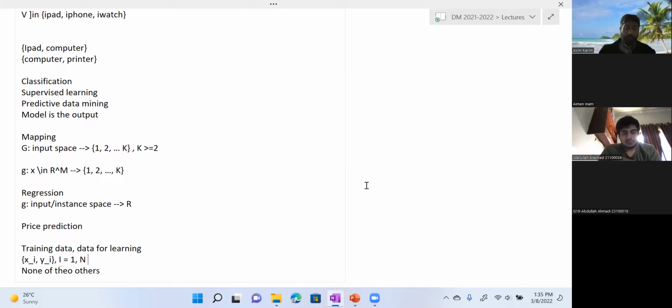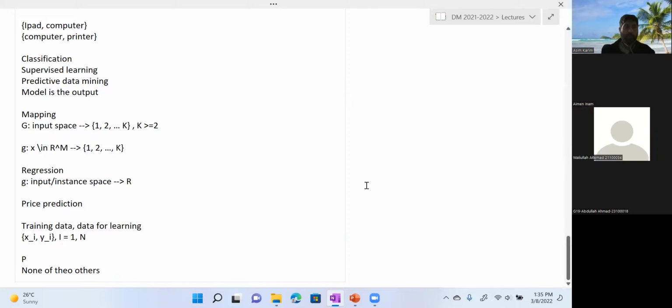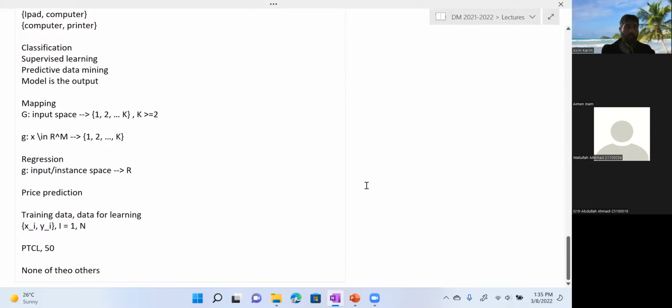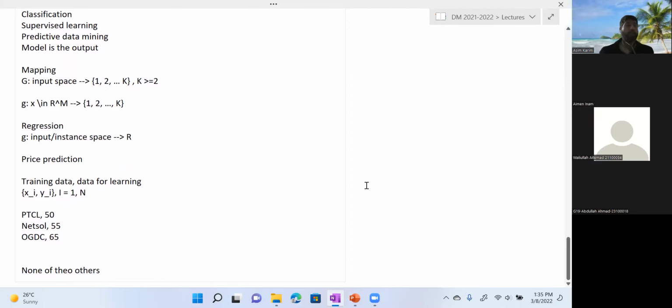So let's say if it is a stock price type of thing, then you could have something like this. PTCL for example is a stock, its price, I don't know what it is, is 50, let's say. Another one is, let's say, Netsol for example, its price is 55. OGDC's price, let's say, is 65. So this is the data you have available.